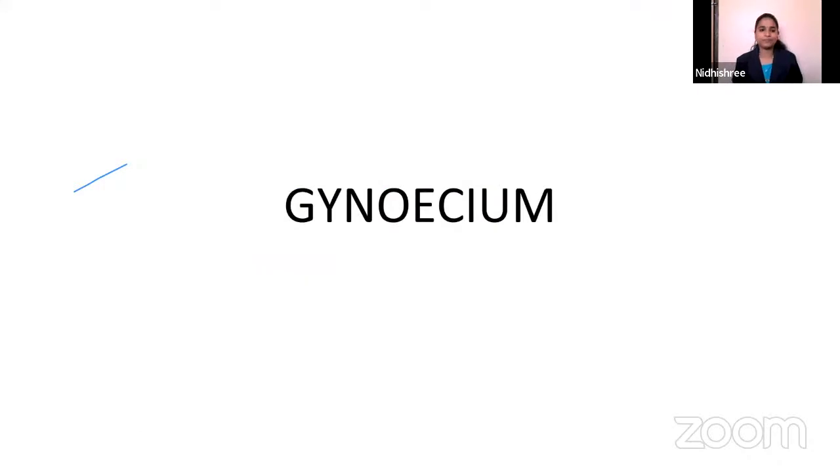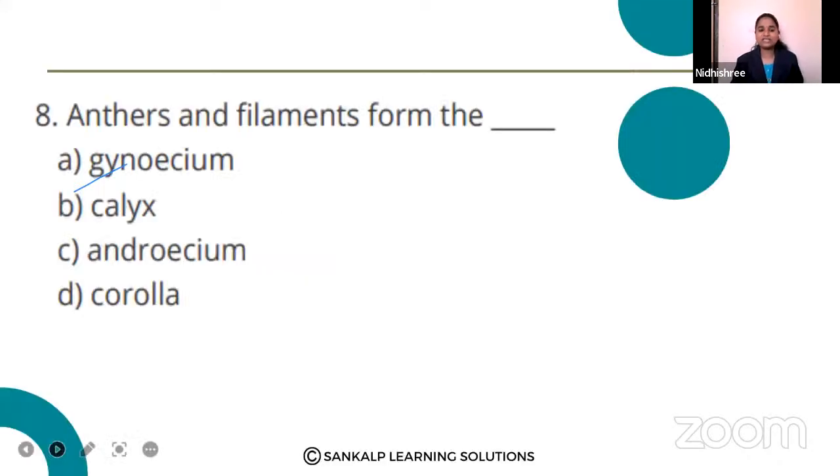Next question. Anthers and filaments together form: A, gynoecium, B, calyx, C, androecium, D, corolla. Great, all of you answered it correctly. The right answer is option C, that is androecium.